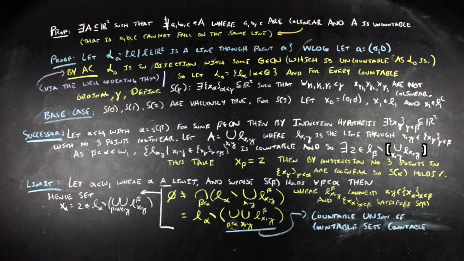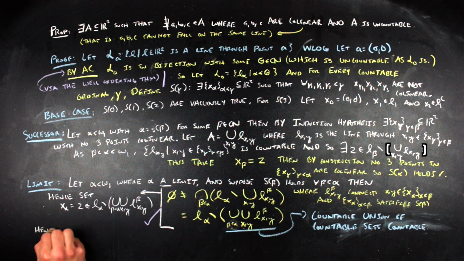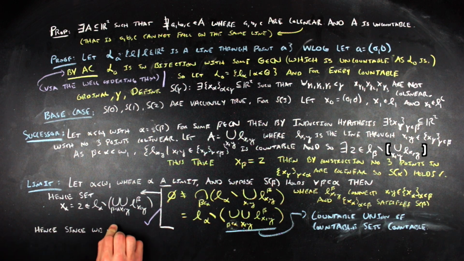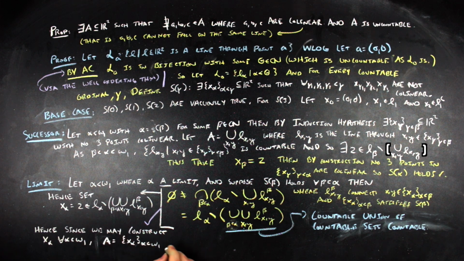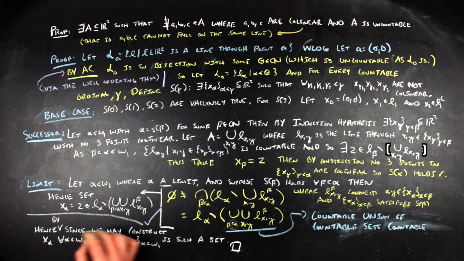So because I've been able to do this for all countable ordinals, ones that are successors and ones that are limits, and also I have a base case, by transfinite induction, I can do this for all countable ordinals. Getting a point for every single countable ordinal would give me an uncountable set which has the desired property, which completes the proof. But anyway, that's basically it for this video.